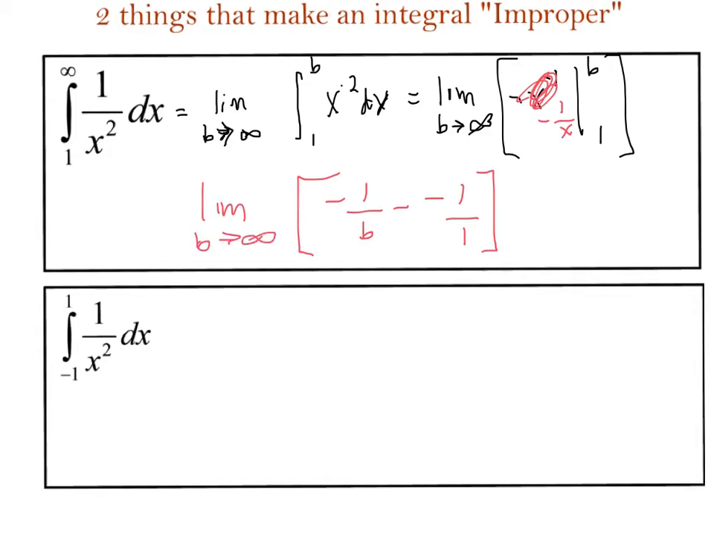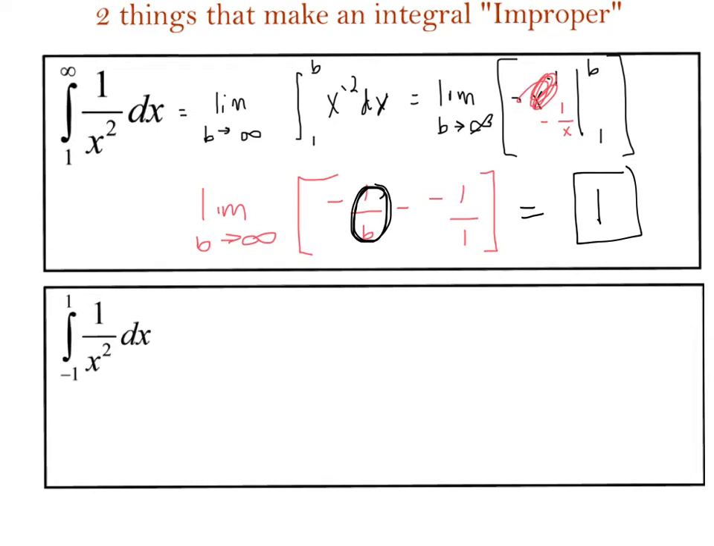Well, nothing I've done so far has been any different. I found the antiderivative, I plugged in the bounds, it's all just regular fundamental theorem part 2. The only difference is, right here at the end, I say, well, as b gets larger and larger, what happens to this fraction? It approaches 0. Well, 0 minus negative 1 is 1. So that is the limit of our area.